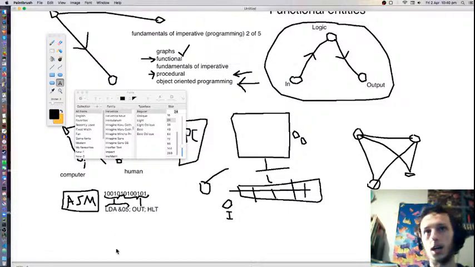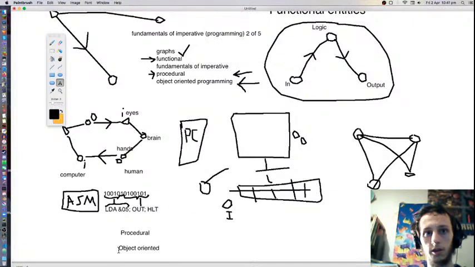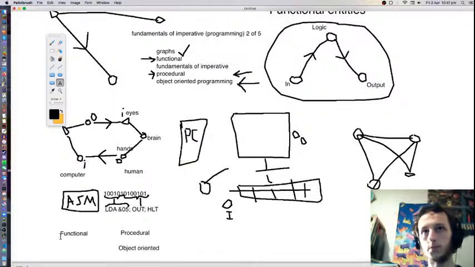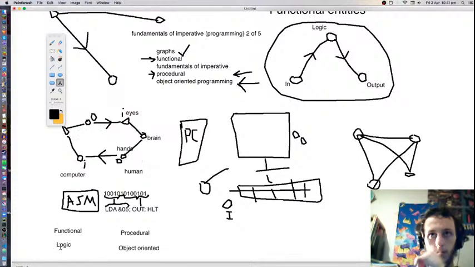But what you use a heck of a lot of is procedural. Object-oriented is fun, but kind of frowned upon because of the problems it can cause. And over here we have functional. There's 5 of them. I've got logic. So these are the 5 main paradigms. I guess there are other paradigms too, but essentially these are the main ones.